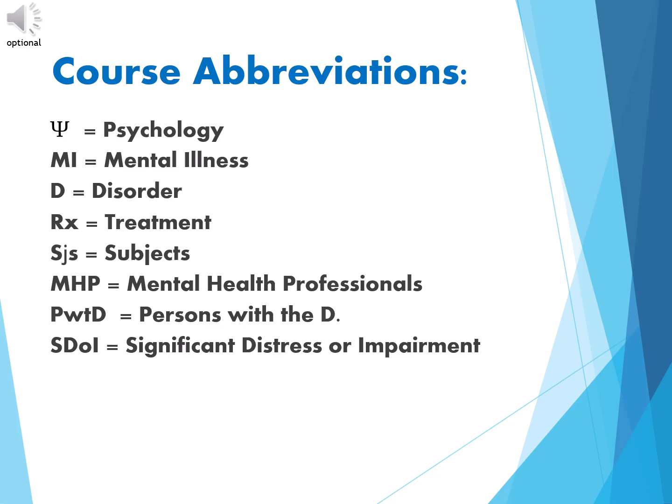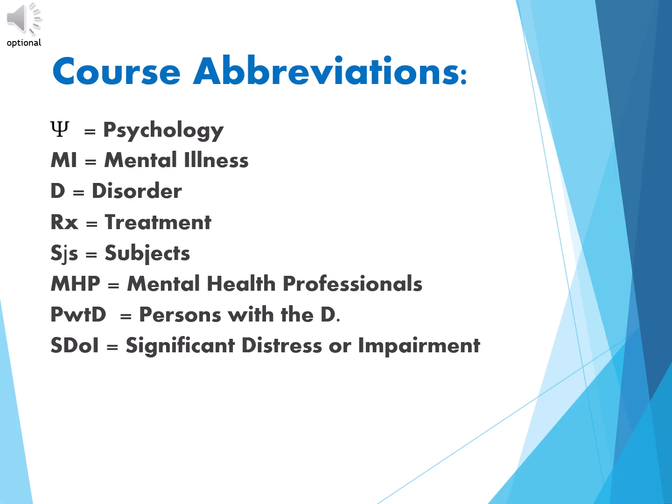This slide shows you a few of the course abbreviations we'll be using. Some are used throughout psychology, whereas others we're just going to use in this particular course. The psychology symbol, the psi, is the first one. I've introduced it to my intro psychology students. It'll be useful for us too. It's much shorter than the word psychology, obviously, or much shorter than even PSYCH.